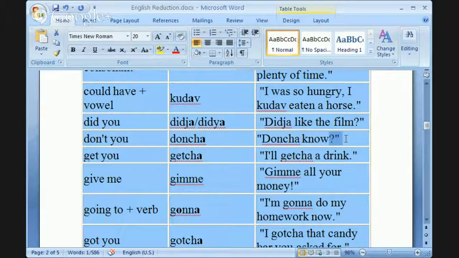Okay, teacher. Vu, could you read the example sentence? You go to the university, don't you? Or don't ya? Or sometimes I hear they say don't you? Don't you? Yeah. Okay. Good point.